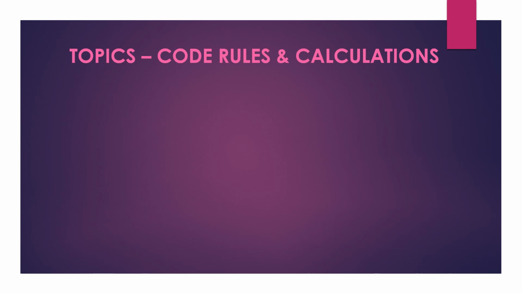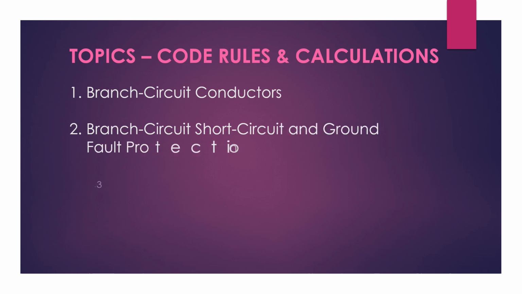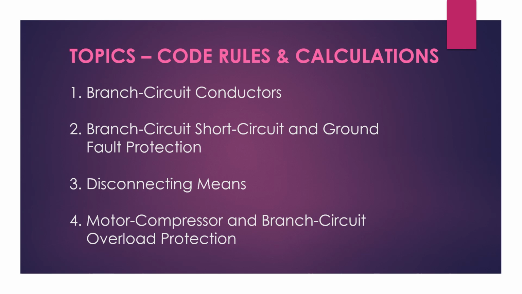My topics to be discussed today are the code rules and the related calculations. Number one, branch circuit conductors. Number two, branch circuit short circuit and ground fault protection. Number three, disconnecting means. And number four, motor compressor and branch circuit overload protection.